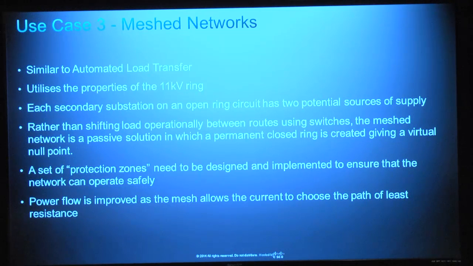So rather than shifting the load operationally between routes using that switch gear, which is obviously requiring a lot of switches to be installed, the mesh network was a passive solution so that a permanent closed ring was created, giving you that virtual floating null point within the low voltage network. Multiple protection zones were then needed to be created to facilitate this particular network. And in this particular environment, they were actually operating protection over WiMAX.